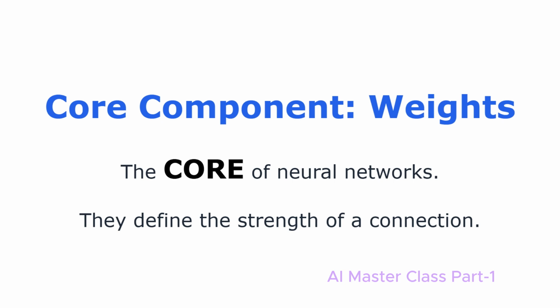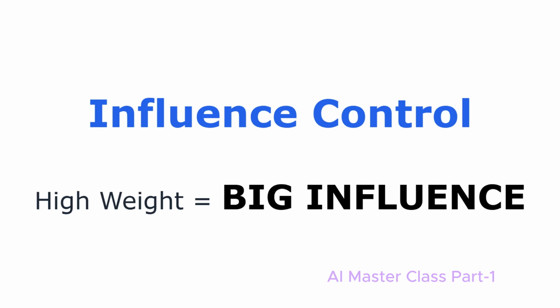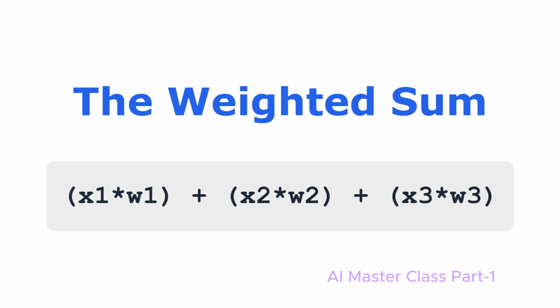So we have inputs x1, x2, x3, and corresponding to their forward connection, the weights are w1, w2, and w3. So each input gets multiplied by a weight. x1 gets multiplied by w1, x2 by w2, and x3 by w3. Now if w1 is large, that means input x1 has a big influence on this neuron. If w2 is very small, maybe almost 0, then x2 barely matters. In the next step, we add them all. w1 times x1 plus w2 times x2 plus w3 times x3.